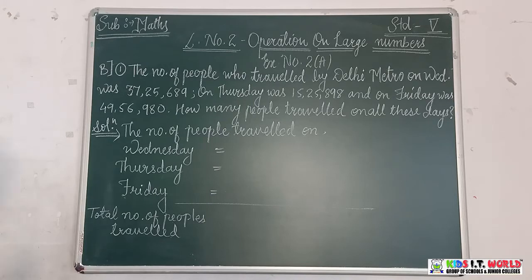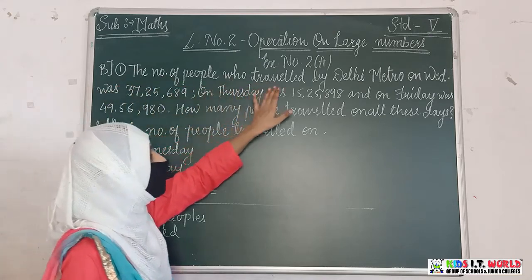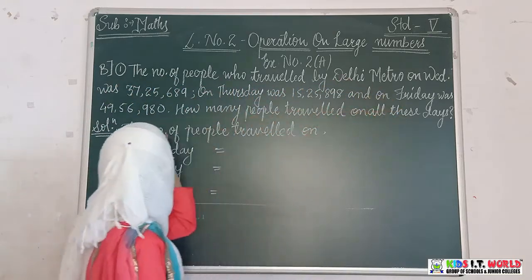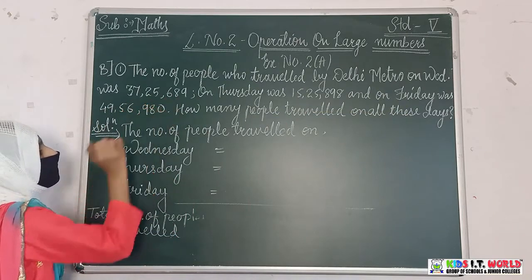Here question B is: solve the following addition stories. Means you have to solve the word problems. First of all, whenever you are solving word problems, read them carefully and then collect the given data and see which operation you have to do, so you will get the correct answer. So first of all, read the word problem carefully. The problem is: the number of people who travelled by Delhi Metro on Wednesday was 37,25,689.